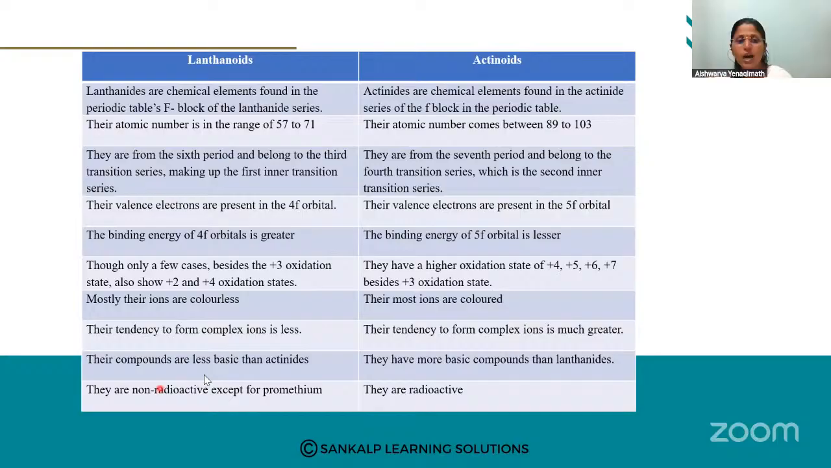Lanthanides are non-radioactive except for promethium. Promethium is an element of the lanthanides and it is quite radioactive, but except promethium, all lanthanides are non-radioactive. All actinides are radioactive. Naturally radioactive ones are thorium, protactinium and uranium. After uranium come the transuranic elements.